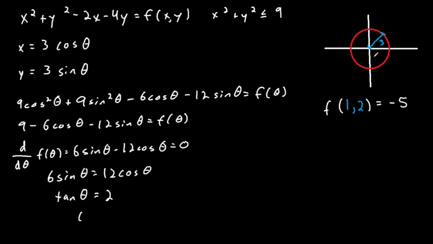We can isolate theta even further to get arctan of 2 is equal to theta. But what does this mean? Well, let's actually draw out this triangle. This is what I mean by trigonometry here.